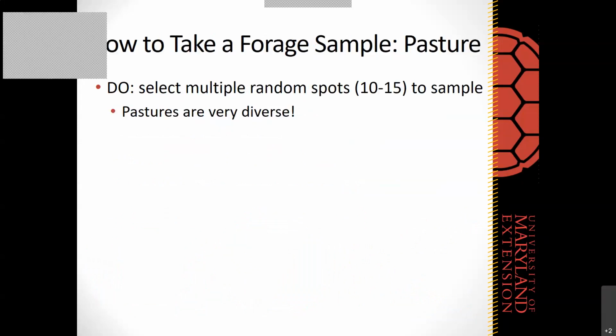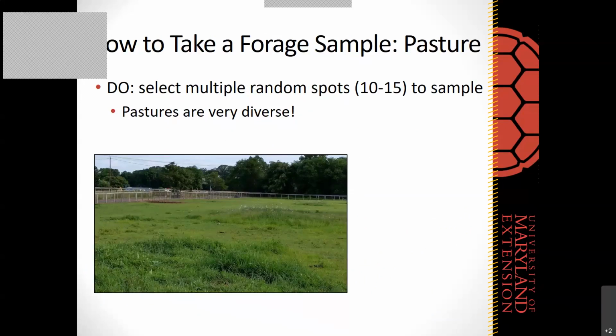So switching gears a little bit to taking a forage sample from pasture. Similar to hay, we also want to take this from multiple random spots. Again, pastures, just like hay fields and hay bales, are very diverse. There's a lot of variability, so you may have a pasture with some areas that are more leafy, more vegetative, some areas that are a little bit more mature, some areas that maybe were a little overgrazed or undergrazed. So you want to account for all of that variability in your sample.